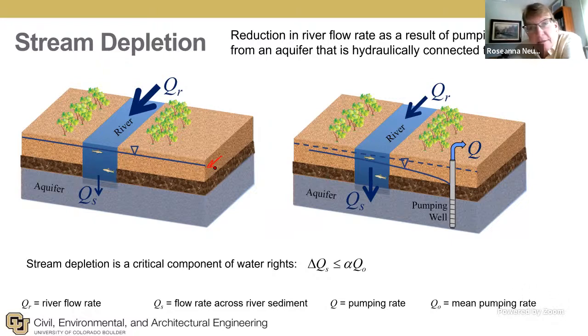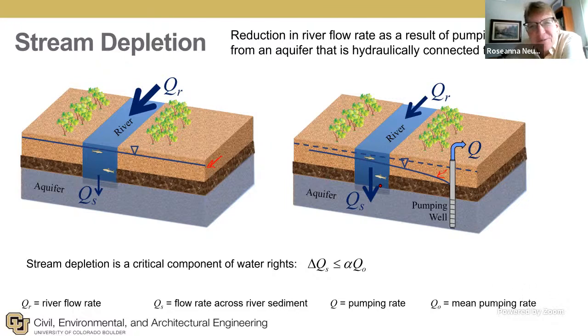The one on the right is the same location, except now there's a pumping well, and the pumping well is pumping water out of the aquifer. That lowers the water table to the new solid blue line here. And because of that, there's now a larger head difference between the head in the river and the head in the aquifer. So we get more exchange between the river and the aquifer. So that Q sub S, the arrow, is now bigger.